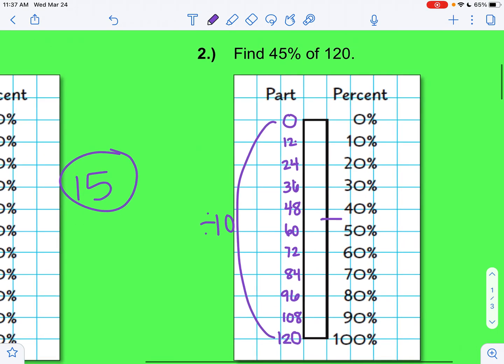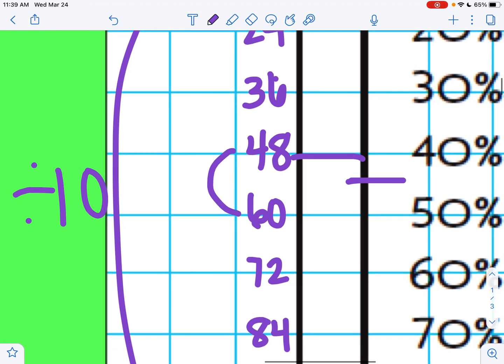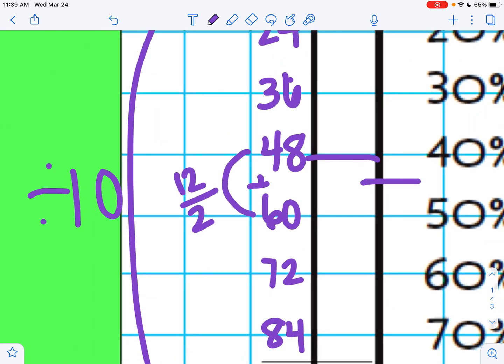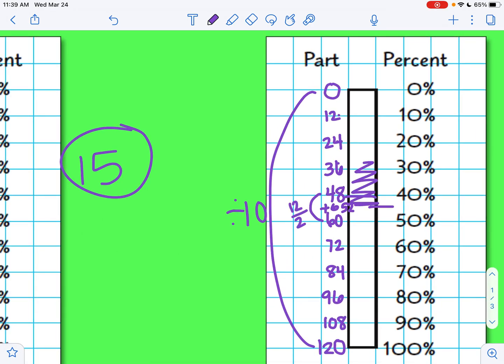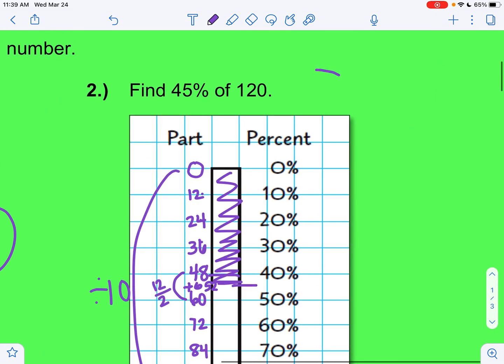Alright, so this is a little bit trickier because we are finding 45%. So we know 40% is going to be 48. But we need halfway in between. Well, if we're counting by 12s, we want to divide this in half. 12 divided by 2 is 6. So what I need to do is add 6 to this 48. Well, 48 plus 6 gives us 52. So halfway in between 48 and 60 is 52. So that is our answer.